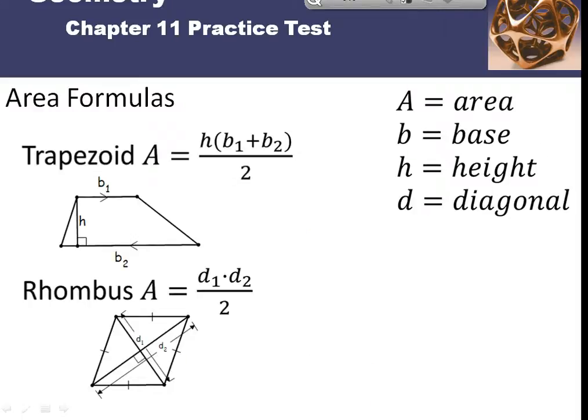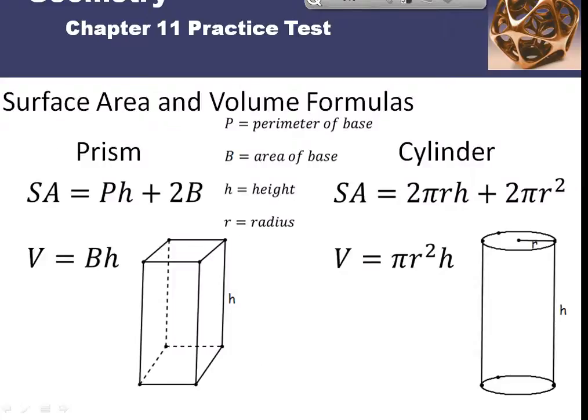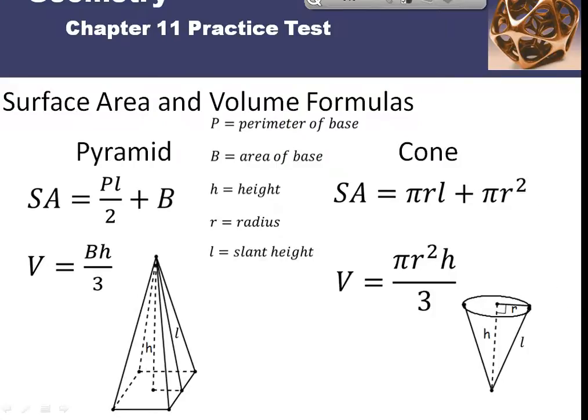Then here's a trapezoid and a rhombus, and a kite and a polygon. And the surface area and volume formulas for a prism and a cylinder, and then a pyramid and a cone.